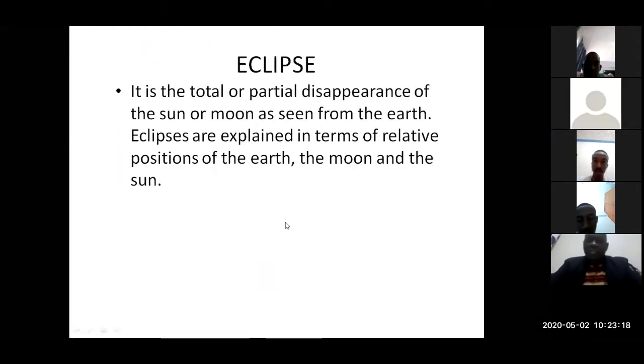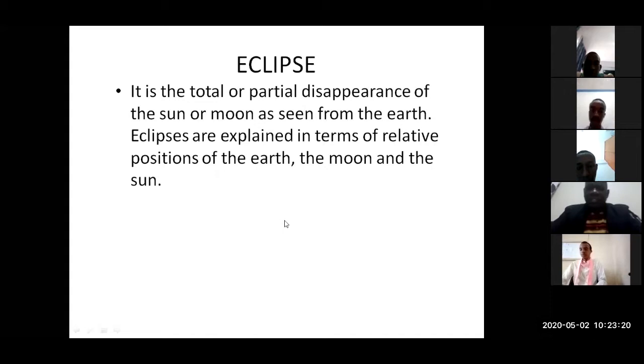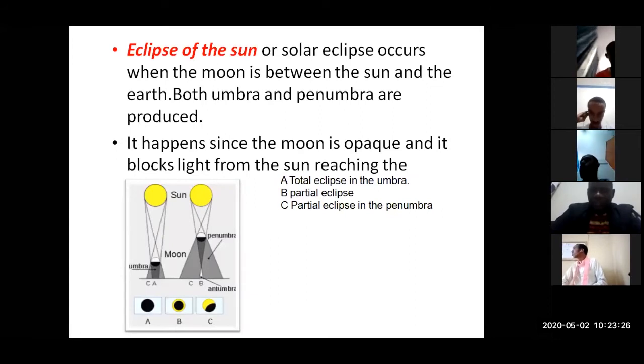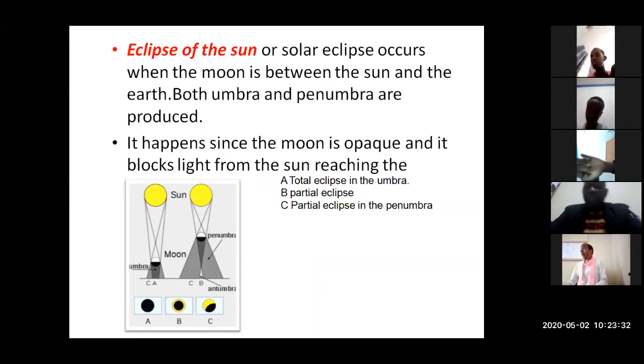Now, the other evidence to show that light travels in a straight line is formation or occurrence of the eclipses. So an eclipse can only occur if we have the sun, the moon, and the earth on a straight line. When the three are on a straight line, then it's possible that we can have what we call an eclipse. The meaning of the word eclipse, to eclipse, is to block light.